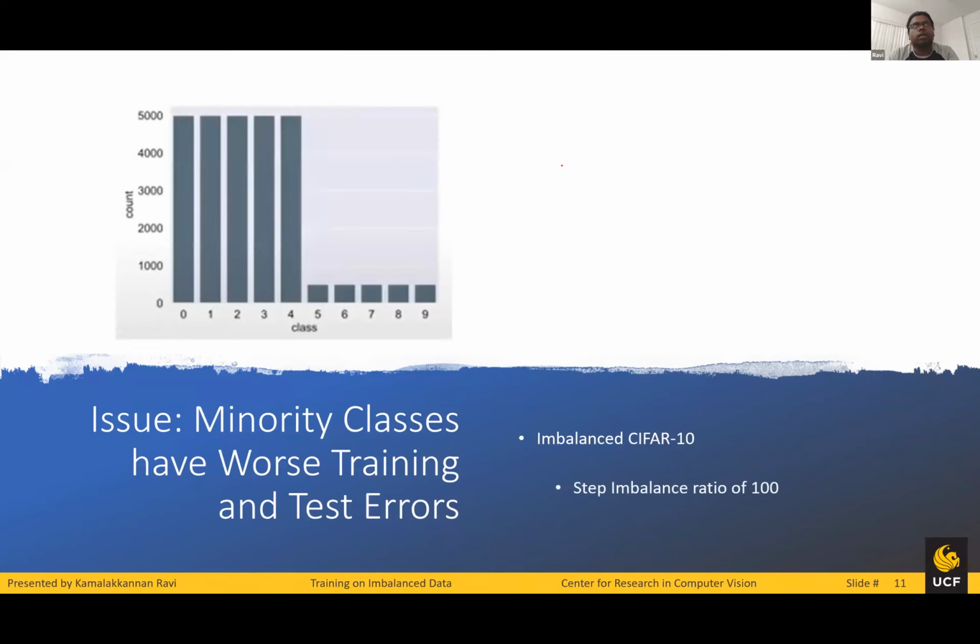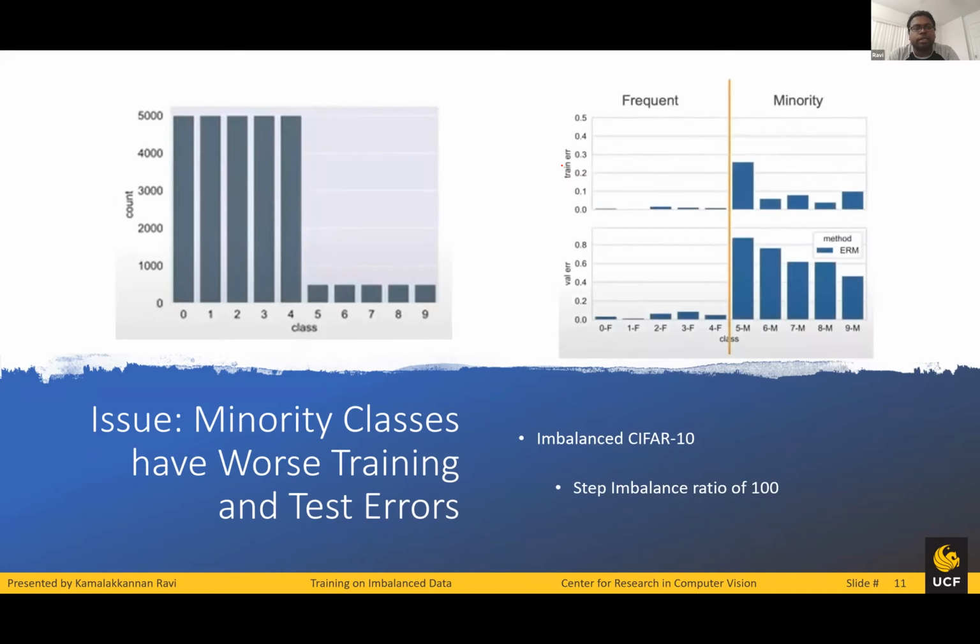So the minority classes will have the same number of samples and the majority classes will have the same number of samples, but there will be a disparity. The step imbalance ratio will be there. If we take this data set and train a ResNet-32, we arrive at this training and testing error. As we see, for the frequent classes we have a clearly low validation error and training error, but it's not the same case with the minority classes' training error and testing error.